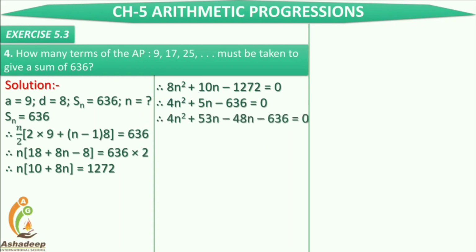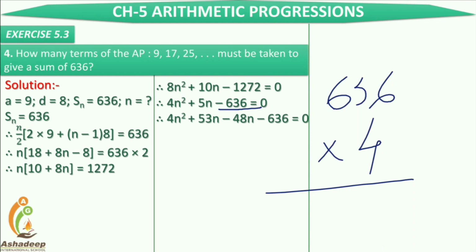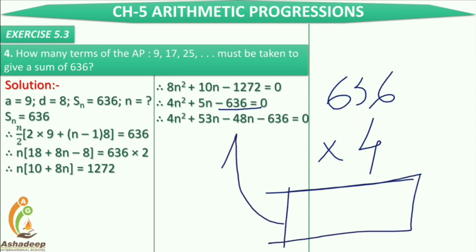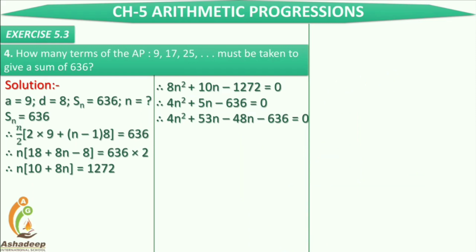Now what we have to do is factorize it. 636 multiplied by 4, we need to find the answer, and that answer must be split in such a manner that its subtraction is 5. So it is 53 and 48. So plus 53, because the bigger digit gets the sign of the middle term.